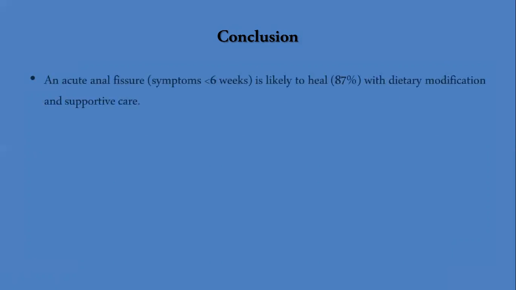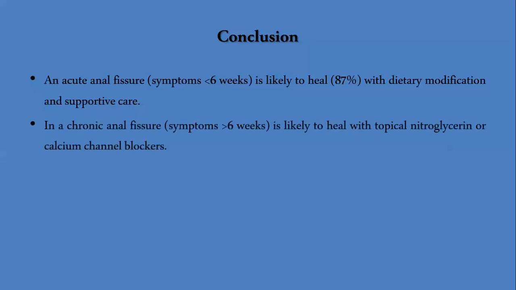And now it's time for the conclusion. Acute anal fissure is less than 6 weeks and likely to heal with dietary modification and supportive care. Chronic anal fissure is more than 6 weeks, and it needs other lines of treatment, including GTN, maybe Botox injection, and surgery.